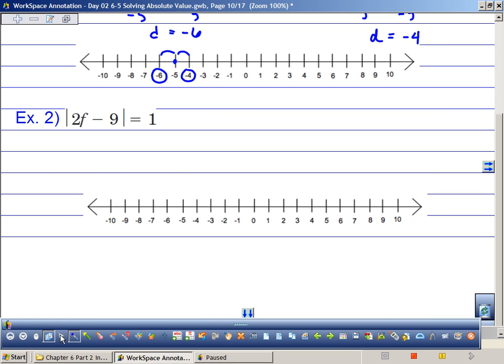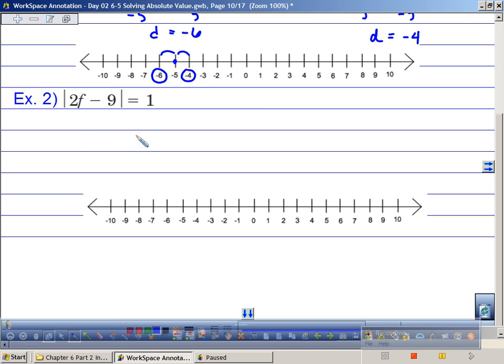Okay. You guys ready to make your brains hurt a little bit? Yes, Mrs. Muller, we are. So what does this say? Anybody brave enough to say it? The distance between what? The distance between 2f and 9, right? So I'm going to write that. The distance between 2f and 9 in the negative direction is -1, and the distance between 2f and 9 in the positive direction. How do I solve for this one?